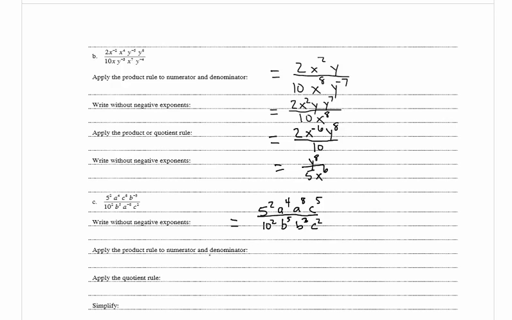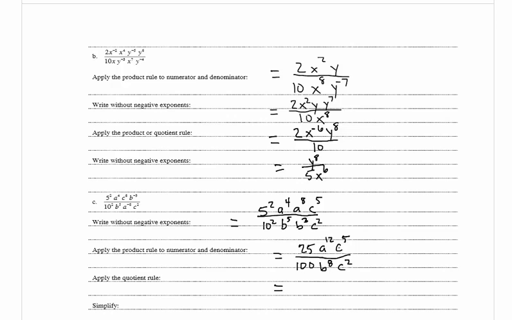And now they want us to apply the product rule to the numerator and the denominator, so we're going to have 5 squared, which can be written as 25. Now we have a to the fourth times a to the eighth, and that's equal to a to the 12th times c to the fifth, divided by 10 squared can be written as 100. And then we have b to the fifth times b cubed, and that's equal to b to the eighth times c squared. And now we want to apply the quotient rule.